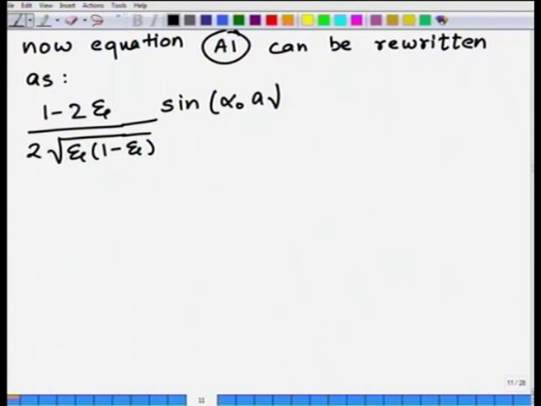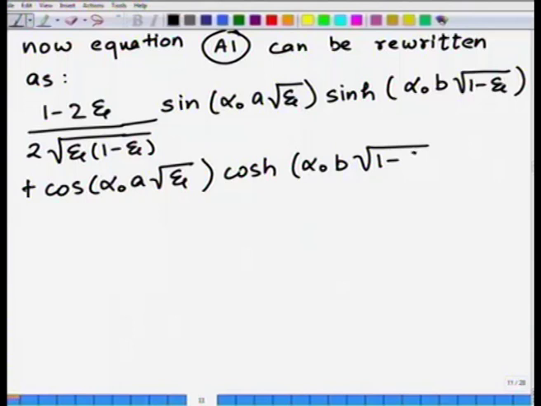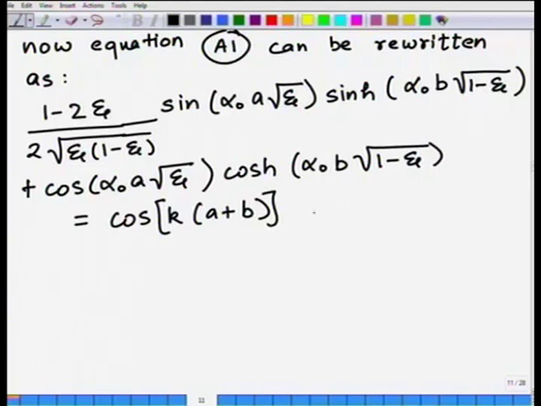And sine hyperbolic now, alpha naught b square root of 1 minus zeta, plus cos of alpha naught a square root of zeta times cos hyperbolic alpha naught b square root of 1 minus zeta, and that should be equal to cosine of k times a plus b, for the condition when energy is less than V0, that means zeta is less than 1. These are the conditions, and these are the hyperbolic functions we are using in here. The hyperbolic appears because now this beta will be an imaginary quantity.